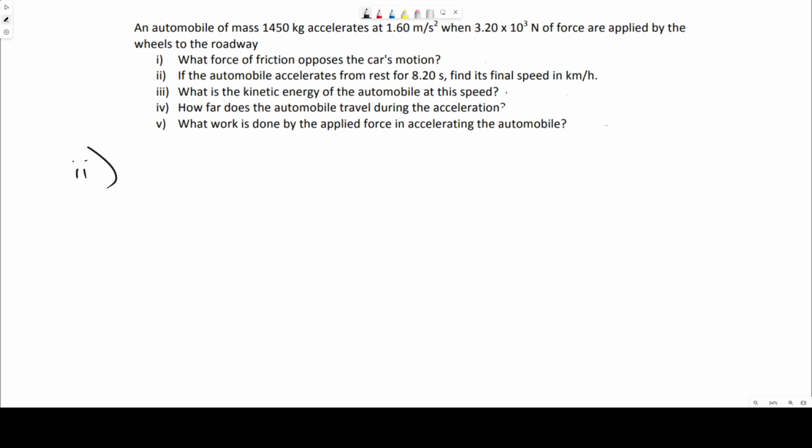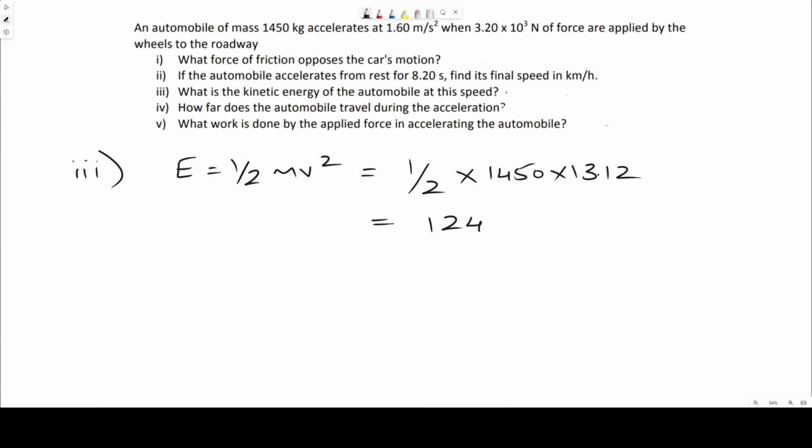The next question asks, what is the kinetic energy of the automobile at this speed? We know kinetic energy is E equal to half mv square. Remember, velocity we like to keep in meters per second because those are the standard units, not kilometers per hour. In the previous question, we found it to be 13.12 meters per second. So half times 1450 times 13.12 squared gives kinetic energy equal to 124,797.44 joules, or 1.25 times 10 to the power 5 joules. Simple as that. It's not too difficult.